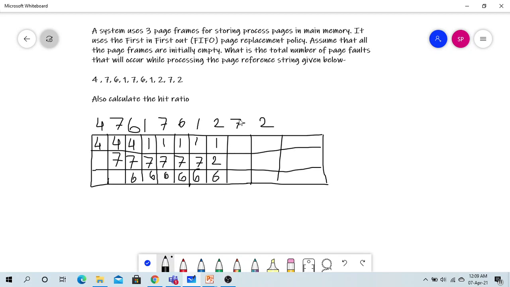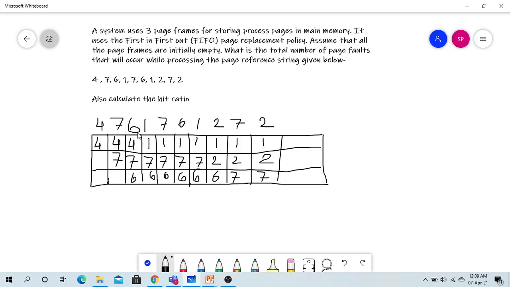Next is 7. So 7 is not there in the previous page frames. This 7 will be replacing the page number 6, so we write 7 here. Next page is 2. Page number 2 is already there in the previous sequence, so this sequence will be as it is, 1, 2 and 7. So this is how we have completed the reference string with the help of FIFO algorithm.